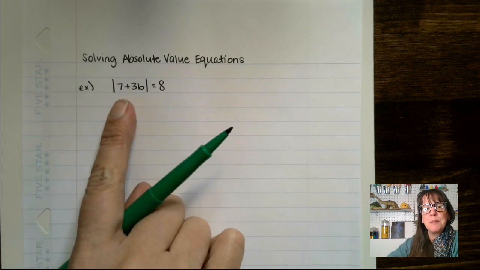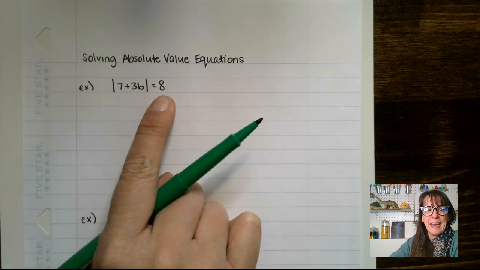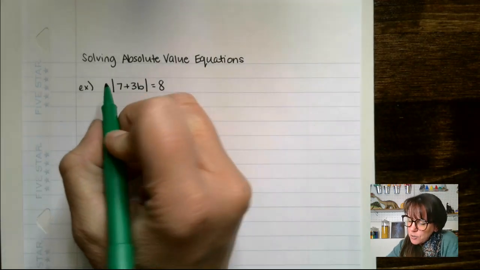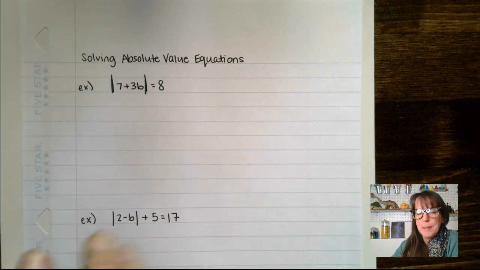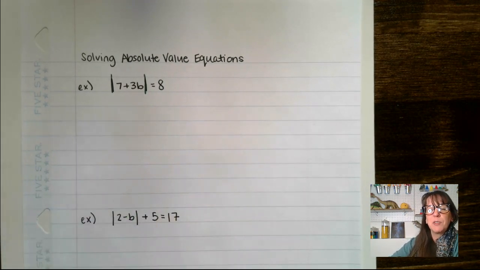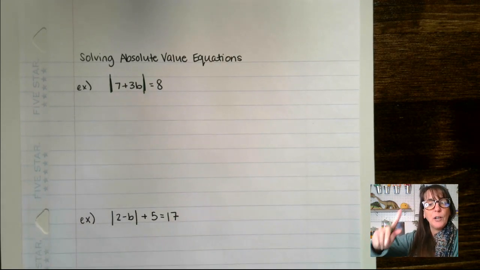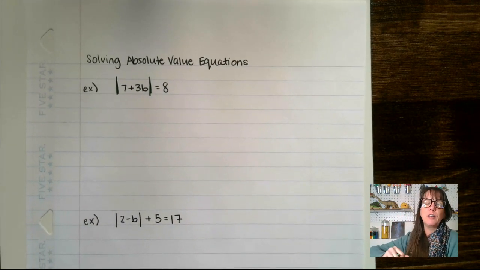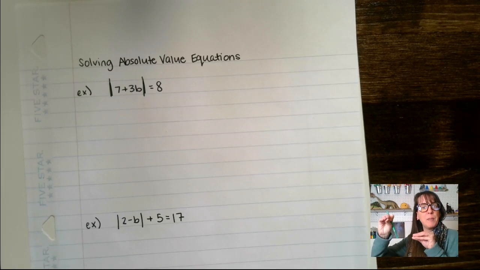Okay, for our first example here, we have the absolute value of 7 plus 3b equals 8. And notice those absolute value signs. I like to make them a little bit larger than the lined paper just so that it doesn't look like a 1. When I see those absolute value symbols, what I remember is, oh, this is going to be two equations. We learned in the previous lesson that absolute value is how far something is from 0. So we've got the negative side and we have the positive side.